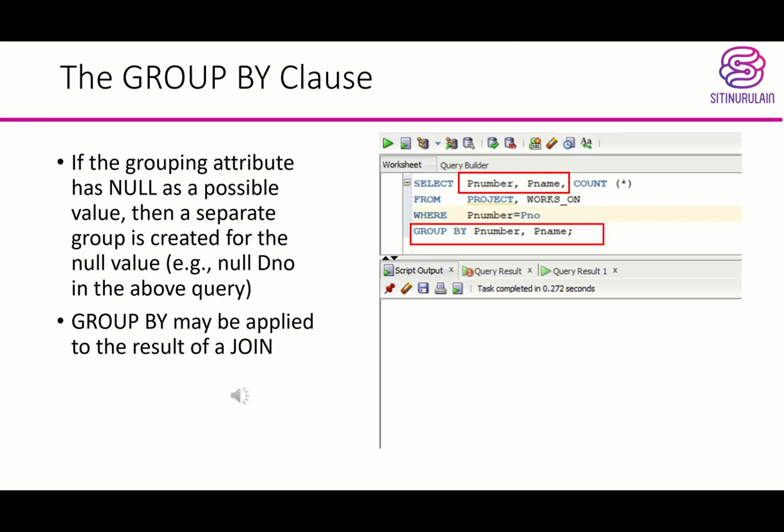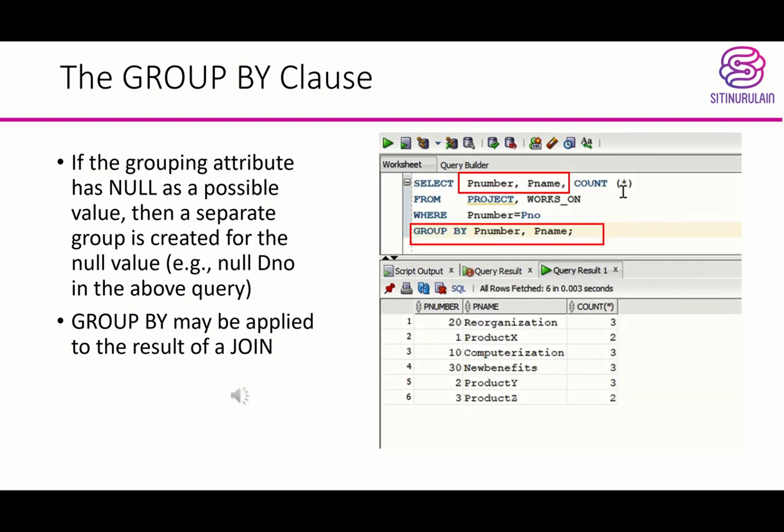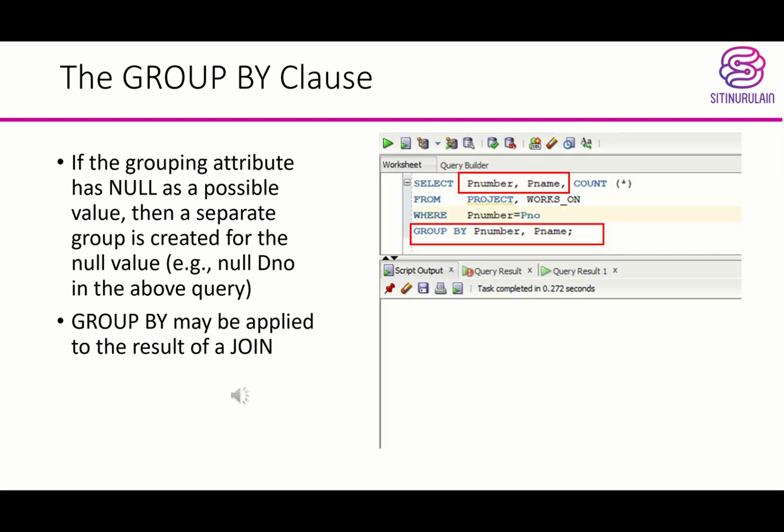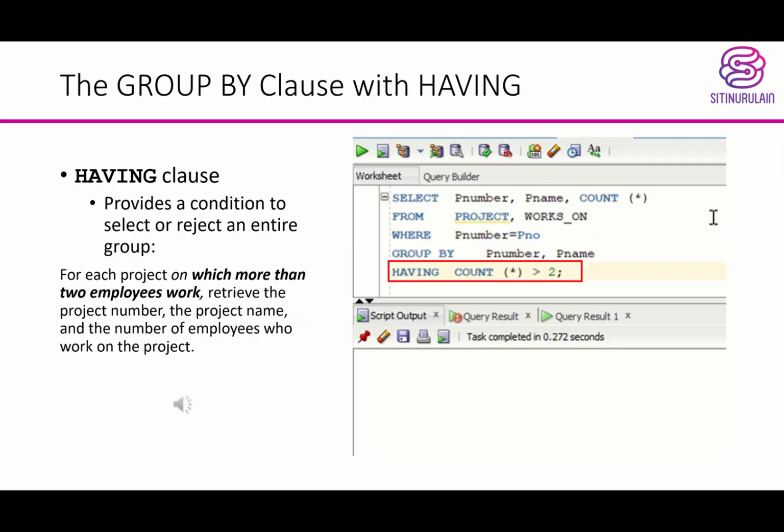If the grouping attribute has null as a possible value, then a separate group is created for the null value, for example, null DNO in the above query. Group by may be applied to the result of a join. The having clause provides a condition to select or reject an entire group.